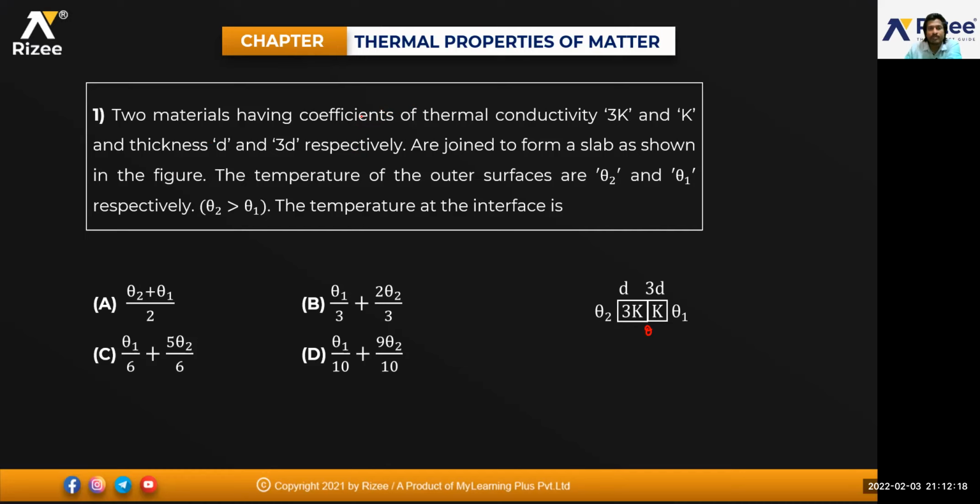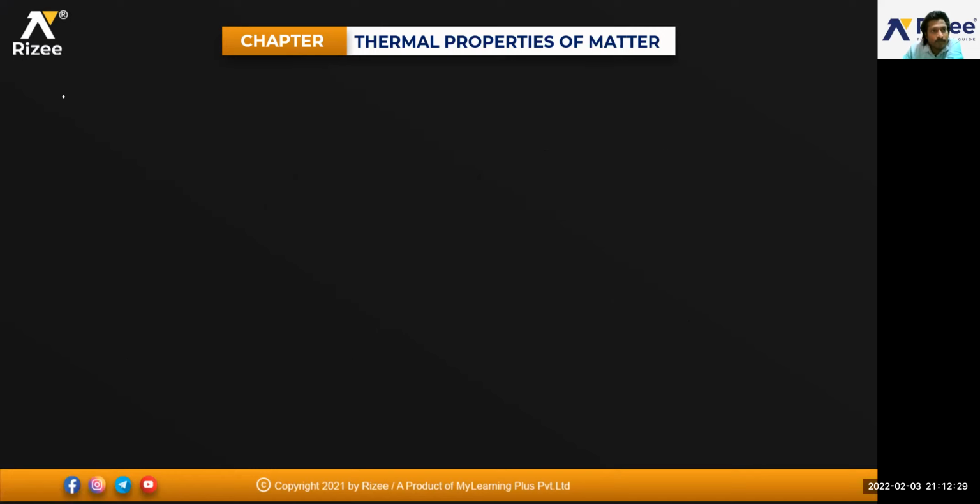Two materials having, see here, if I draw this material like this, this is your material. The first one is 3K and the next one is K. Thickness of this one is D, and thickness of this one is 3D. Interface temperature is theta, here it is theta 2, and here it is theta 1. Theta 2 is greater than theta 1.